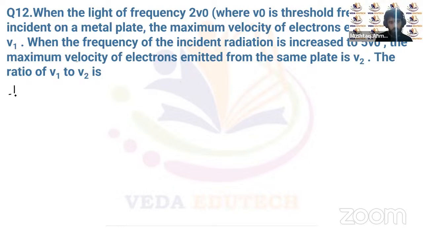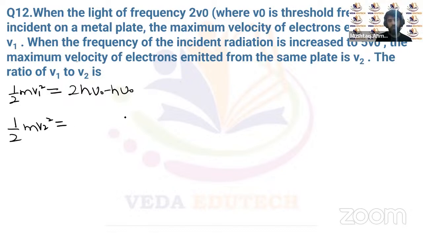So the maximum kinetic energy will be half m v1 square, and that will be equal to, for light of frequency 2 nu naught, 2h nu naught minus h nu naught. For the second case, the kinetic energy will be half m v2 square. Since the frequency of the radiation has been increased to 5 nu naught, it will be 5h nu naught minus h nu naught, which is actually equal to 4 h nu naught.